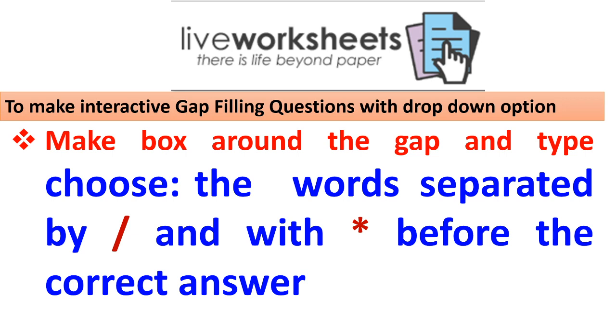Further, how to do it? Make a box around the gap and type "choose" followed by a colon, the words separated by slash, and with a star before the correct answer. Suppose you are giving them 3 options, from which they have to select one. Type choose colon, all the words separated by slash: first word slash second word slash third word. But for the correct answer, you have to put a star before it.